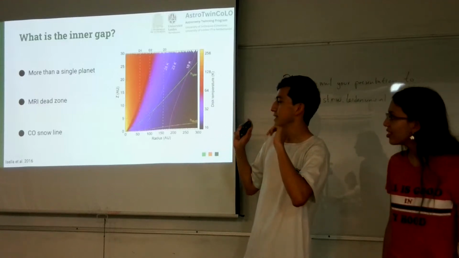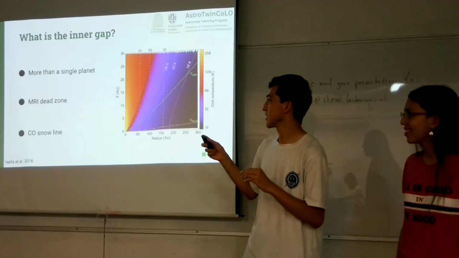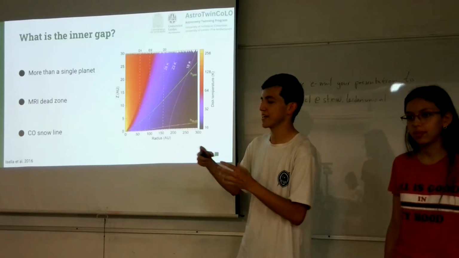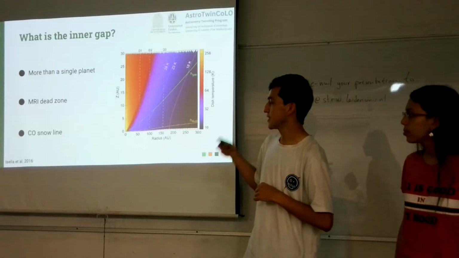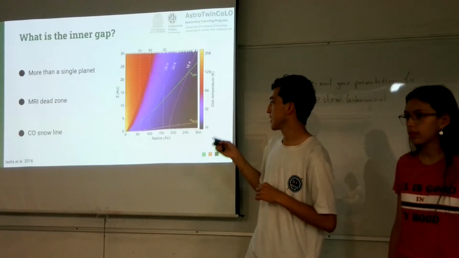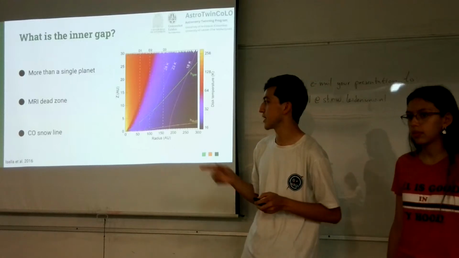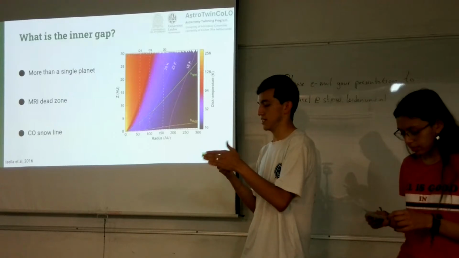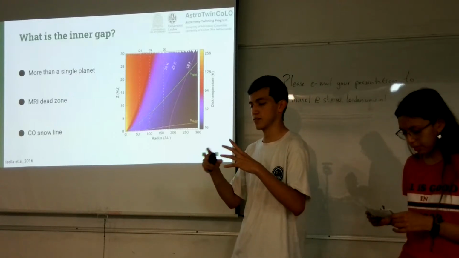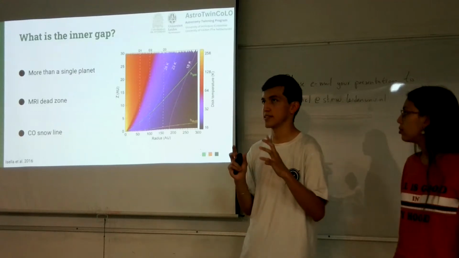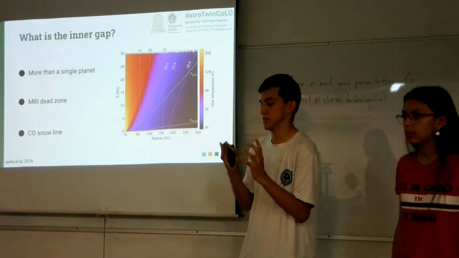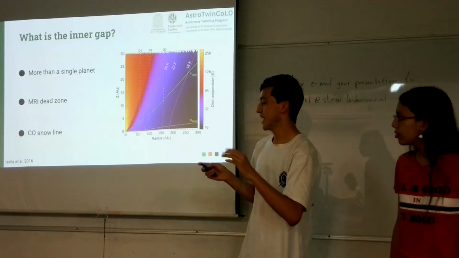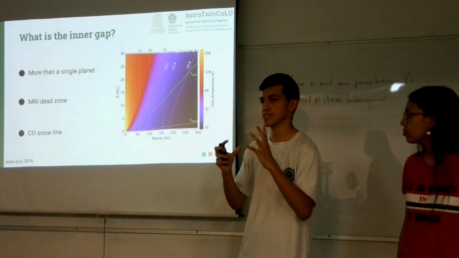There is an accumulation of dust that generates a brighter ring in the continuum. And the last explanation is that at this distance from the star there is the CO snow line. It means that out of this distance, the grains are covered by CO ice, so they are covered by CO ice that makes the grains more sticky.